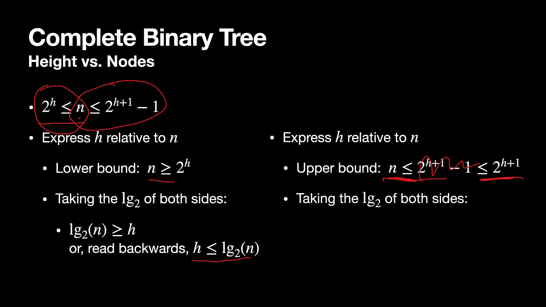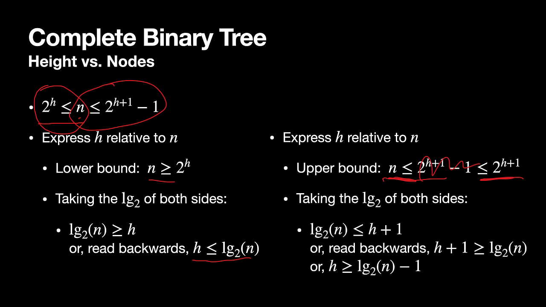Taking the log base 2 of both sides, again, we find that the log base 2 of n is less than or equal to h plus 1. Again, I can read this backwards and come up with a relationship relative to h: h plus 1 is greater than or equal to the log base 2 of n. And I can subtract 1 from both sides and come up with h being greater than or equal to the log base 2 of n minus 1.